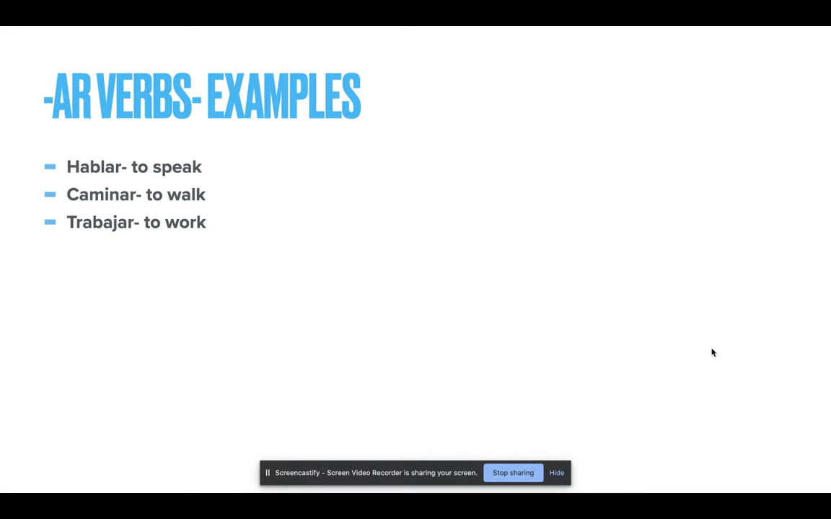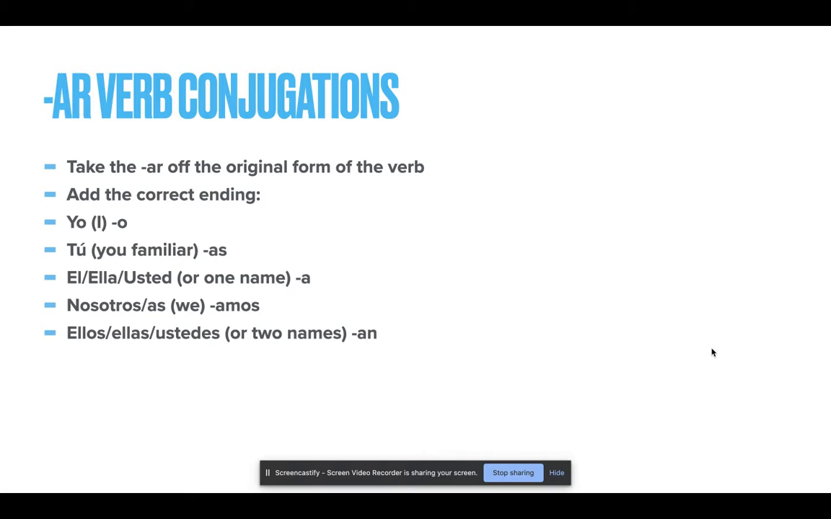So AR verbs, here's some examples. Hablar, to speak. Caminar, to walk. And trabajar, to work. So see how all three end in AR? So how do you conjugate a verb in Spanish? Okay, take off the AR, then add the ending.